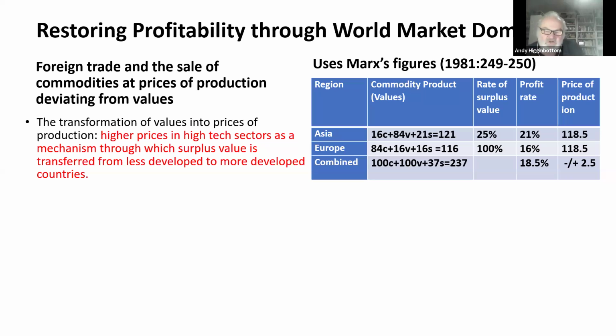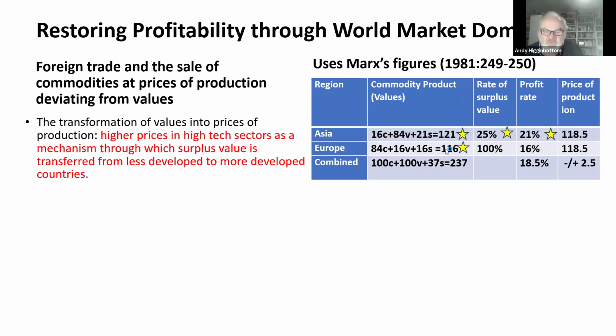Now, what Marx is doing is saying that workers in Asia are less exploited than workers in Europe. So you can see in his example of Asia, the relation between variable capital and surplus value is that the surplus value is only 25% of the variable capital. So this is the C plus V plus S. The total value of the commodities is 121. And he contrasts this with workers' situation in Western Europe. So the rate of surplus value is 25%, and the rate of profit is 21 over 100. So this is one case.